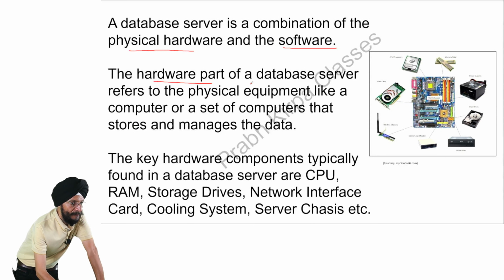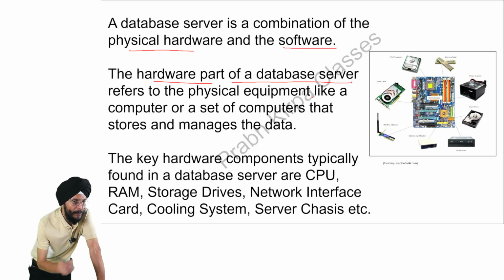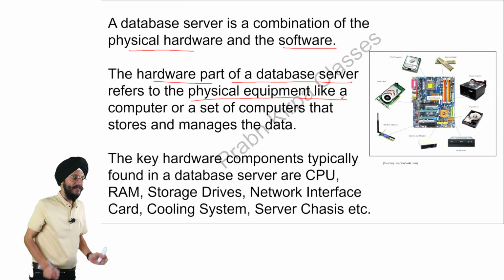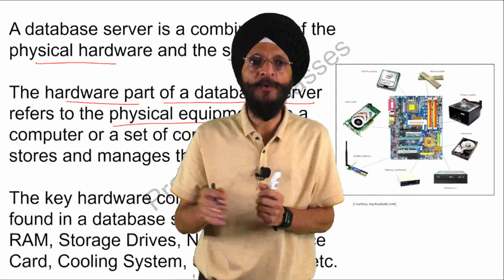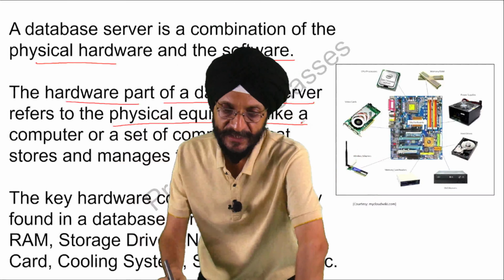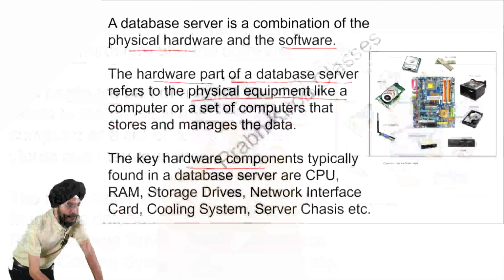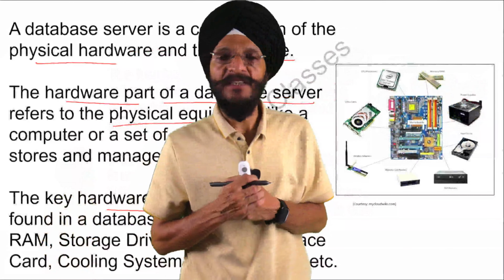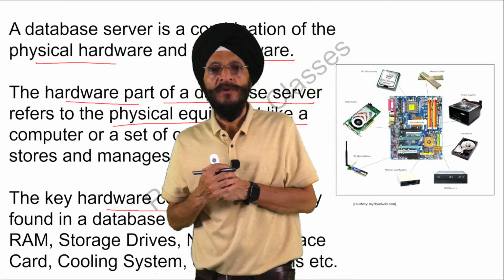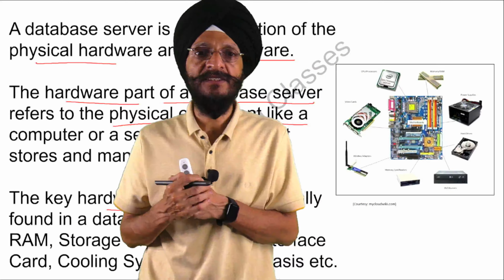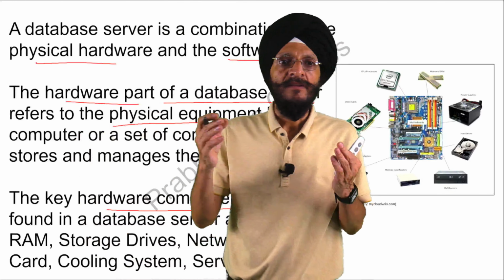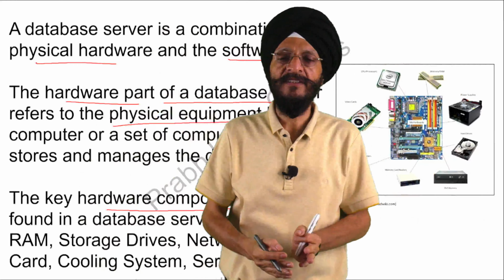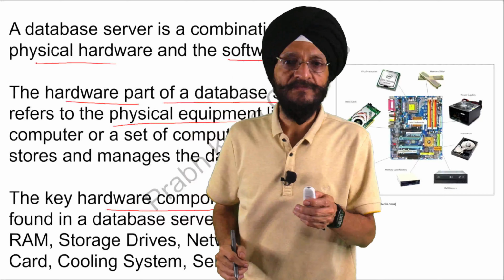A database server is a combination of physical hardware as well as software. What is the meaning of the hardware part of the database server? The hardware part of the database server means physical equipment like a computer or a set of computers that stores and manages the data. The key hardware components usually found in a database server are CPU, RAM, storage devices, HDD, network interface card, cooling system, server chassis where the servers are placed, etc.